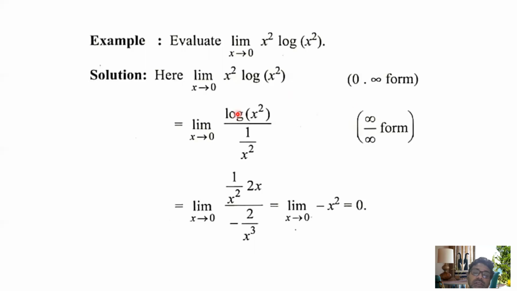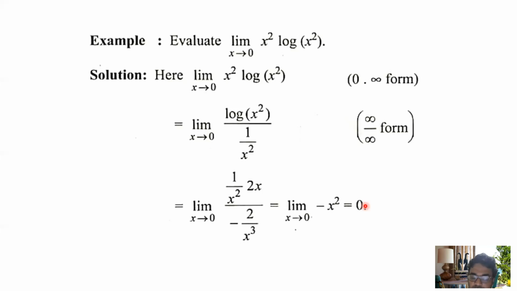Now you differentiate this again by using L'Hospital rule. Differentiate x square into 2x, that is, the log derivative is 1 by x square into the x square derivative 2x. The x's cancel, and here the derivative is minus 2 by x to the power cube. After simplification you have x cancel, x cube, that is minus x square. As x tends to 0, the value becomes 0. So these are the basic structure of L'Hospital rule.